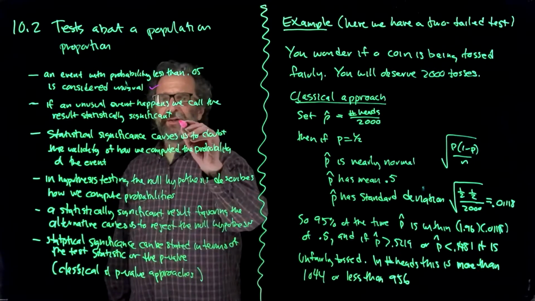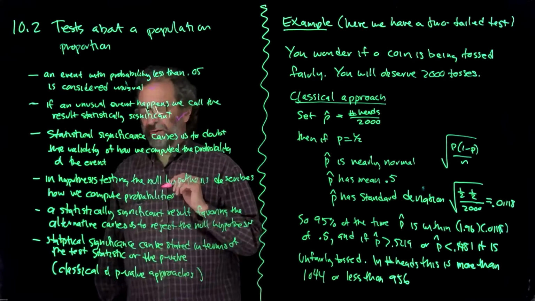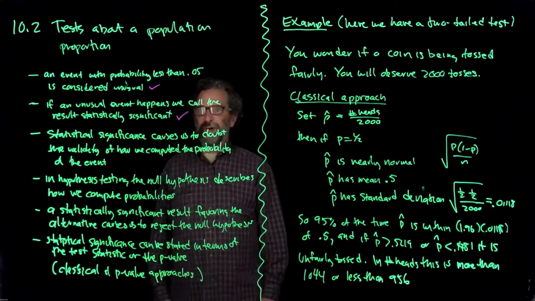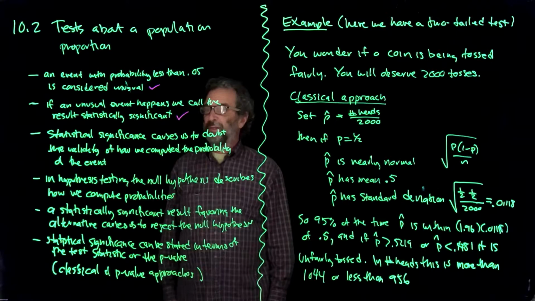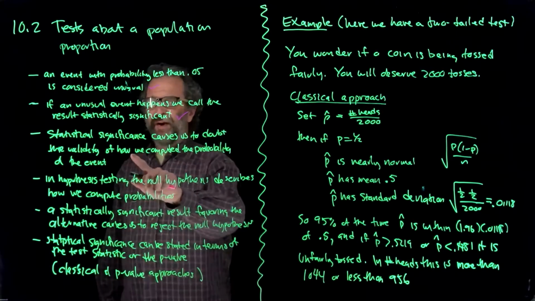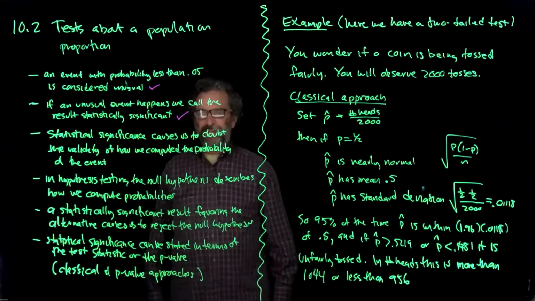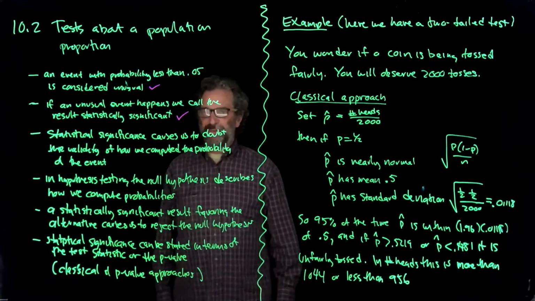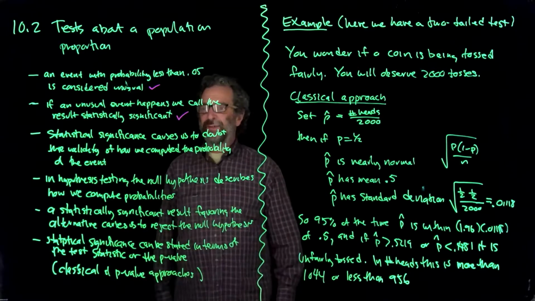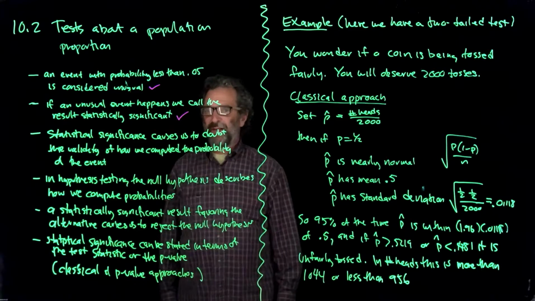Right, so if something unusual happens, we are drawn to try to figure out why that unusual thing happened. Statistical significance causes us to doubt the validity of how we computed the probability of the event. So if something happens and it's not supposed to happen, maybe the reason we think it's not supposed to happen is because we're basing that thinking on something that's not valid.